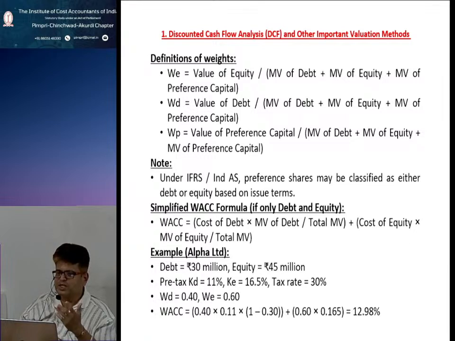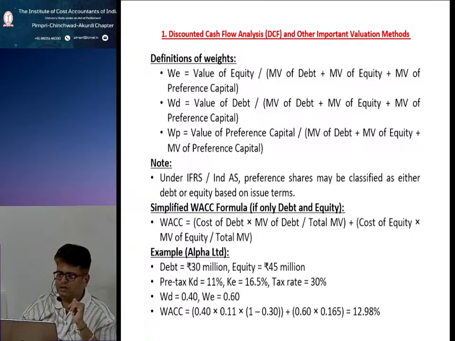Now, the definitions of weights. WE is equal to the value of equity divided by the market value of debt plus the market value of equity plus the market value of preference capital. That's the formula. WD is equal to the value of debt divided by the same denominator, and WP is equal to the value of preference capital divided by the same denominator.